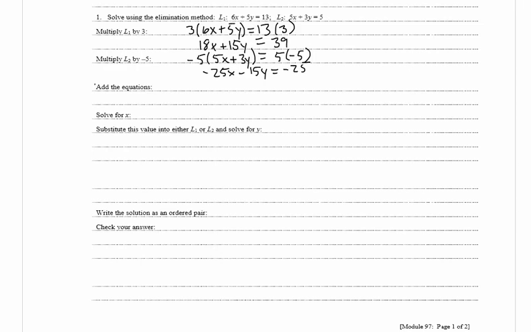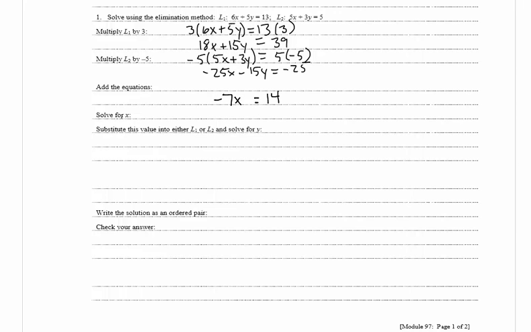In the next step, they want us to add together the equations that we just created by multiplying 3 times L1 and negative 5 times L2. So we have 18x minus 25x is negative 7x, and 15y minus 15y is 0. And then we have 39 minus 25, which is equal to 14.